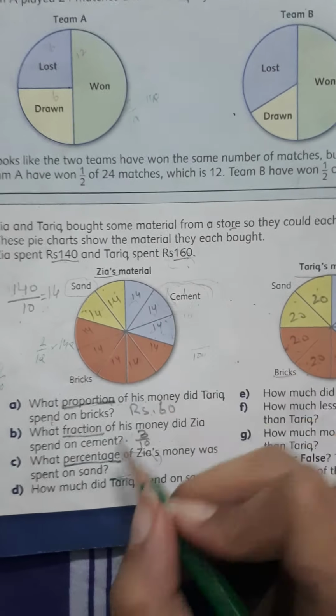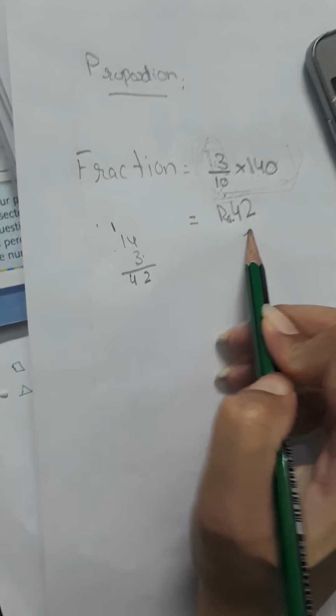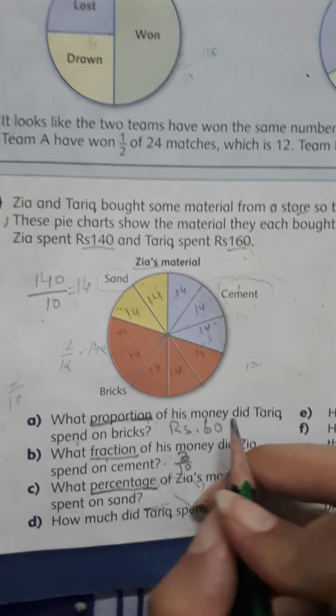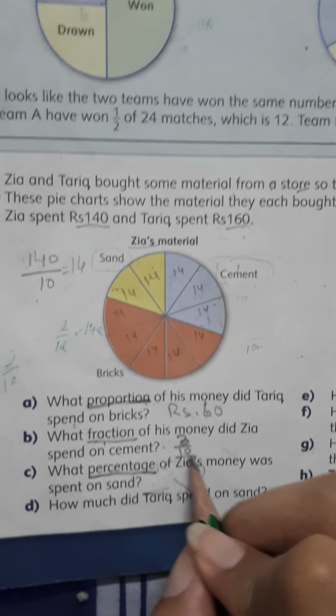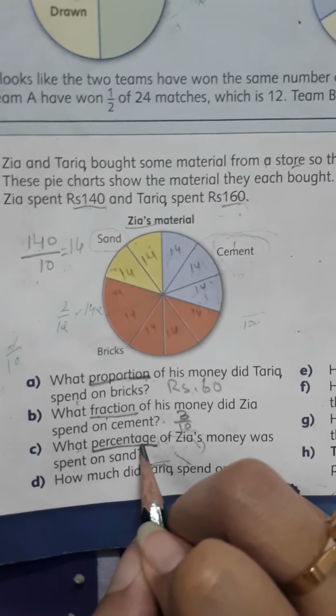We have to give the answer in fractions. You can verify your answer: 14 plus 14 plus 14 is equal to 42. When we apply this method, we get the answer 42. If we simply add these 14s 3 times, the answer will be 42, but we have to give the answer in the form of a fraction. Now the next thing is percentage.